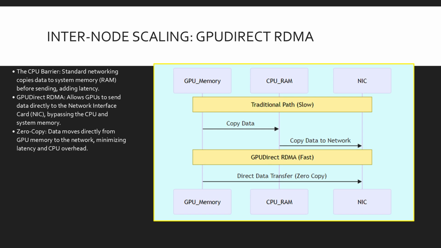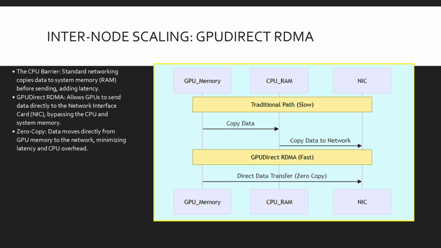Scaling beyond a single server brings us to the network. In traditional networking, sending data from a GPU involved copying it to the system's CPU and RAM first, then to the network card. This bounce adds massive latency. We solve this with GPU Direct RDMA, Remote Direct Memory Access. This technology allows the GPU to access the network interface card, like a ConnectX or BlueField SuperNIC, directly via PCIe. By bypassing the CPU and system memory entirely, we achieve a zero-copy transfer. This drastically reduces latency and frees up the CPU to handle other management tasks, ensuring the network doesn't slow down the math.